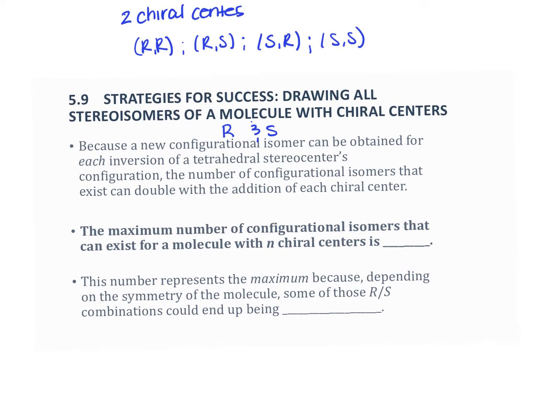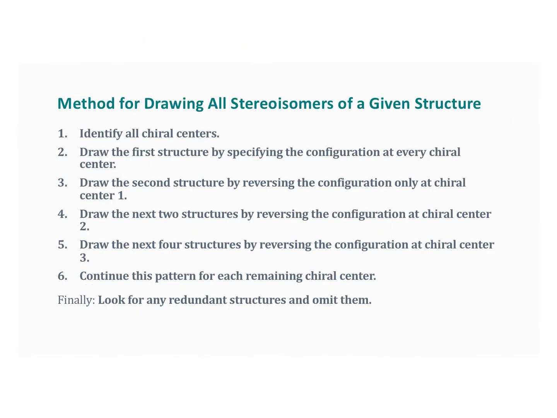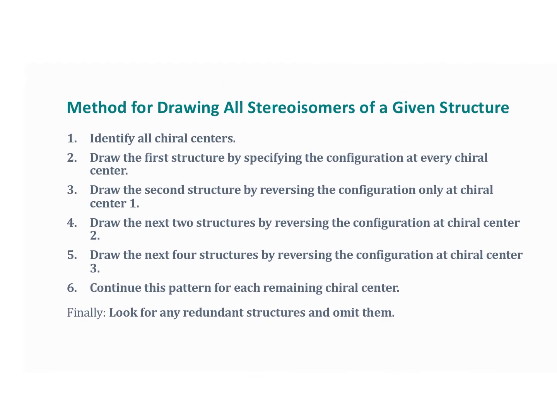And so what we can say then is the maximum number of configurational isomers that can exist for a molecule with chiral centers is 2 raised to the n, where n equals the number of chiral centers. Now that's a maximum, because depending on the symmetry of the molecule, you could end up with something being meso. So don't forget that if there's a center of symmetry, that's a meso compound. So we love numbers here. Here is our method for how we're going to determine this.